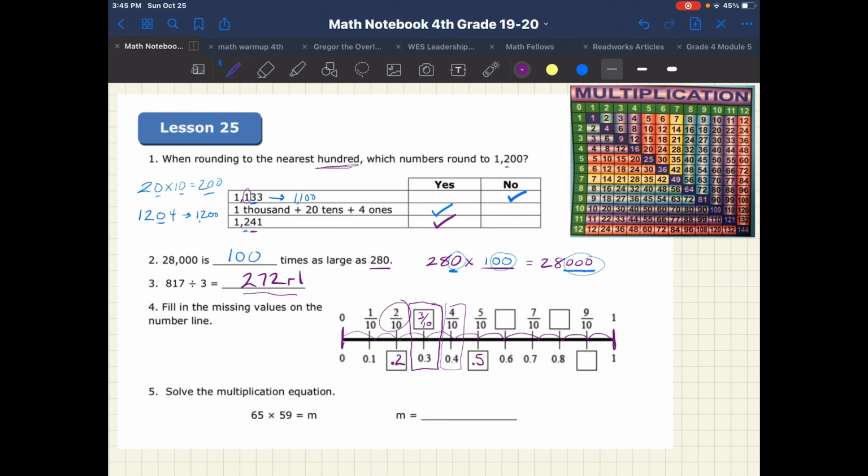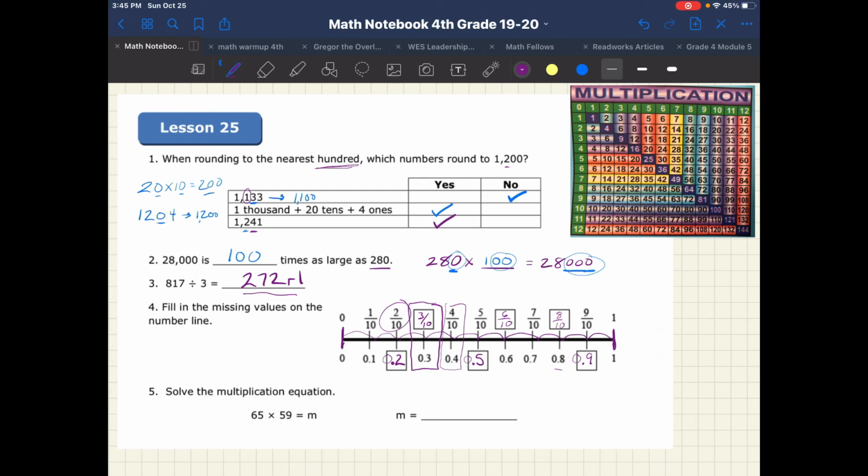5/10 will be 5/10. Here's 6/10, so the fraction is 6/10. 8/10 over here, 8/10. And 9/10 would be 9/10. And if you want to put the zeros in front, you can, but you do not have to.